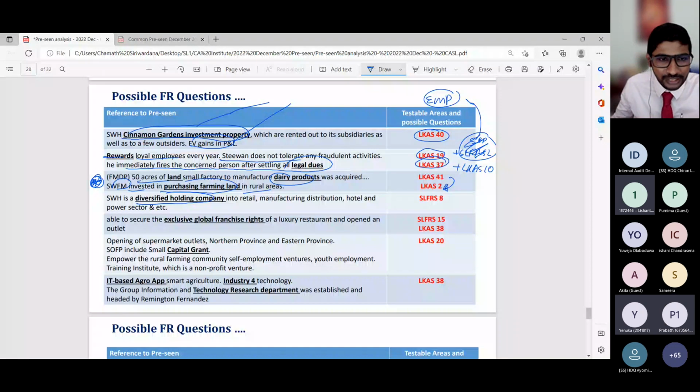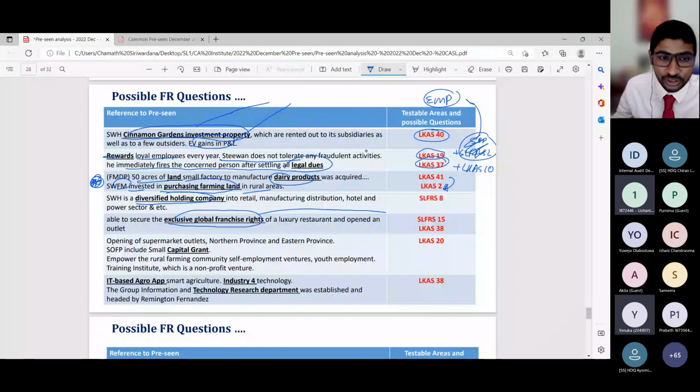Then they talk about exclusive global franchising, right? So they have obtained franchising rights. Let's say Cargills, they have KFC, similar. Here, this holding company is going to obtain a franchising right. So actually what I thought was, when we say the franchising right, two types of questions can be asked. When it comes to the franchising right, the company who is providing it, from their side, SLFRS 15 is the treatment to recognize the revenue from this franchising arrangement, right?